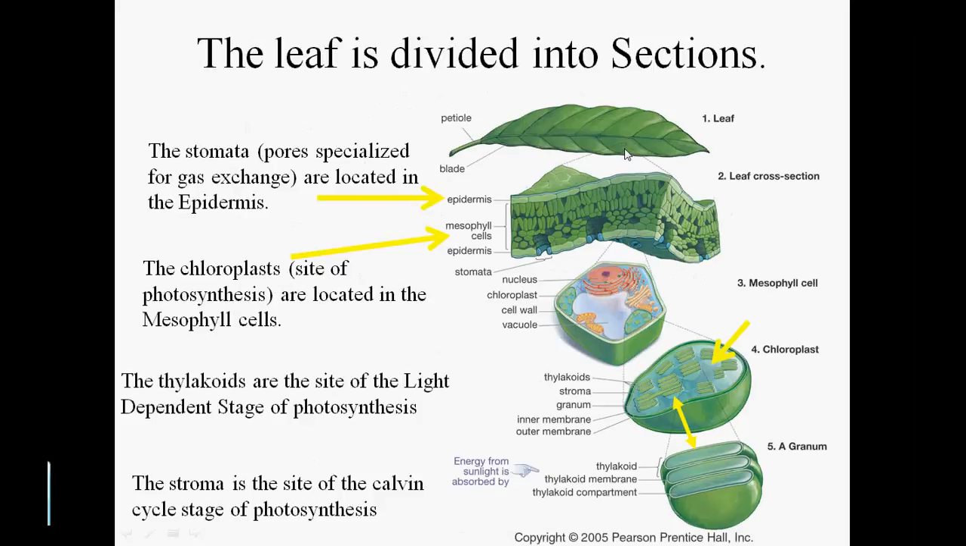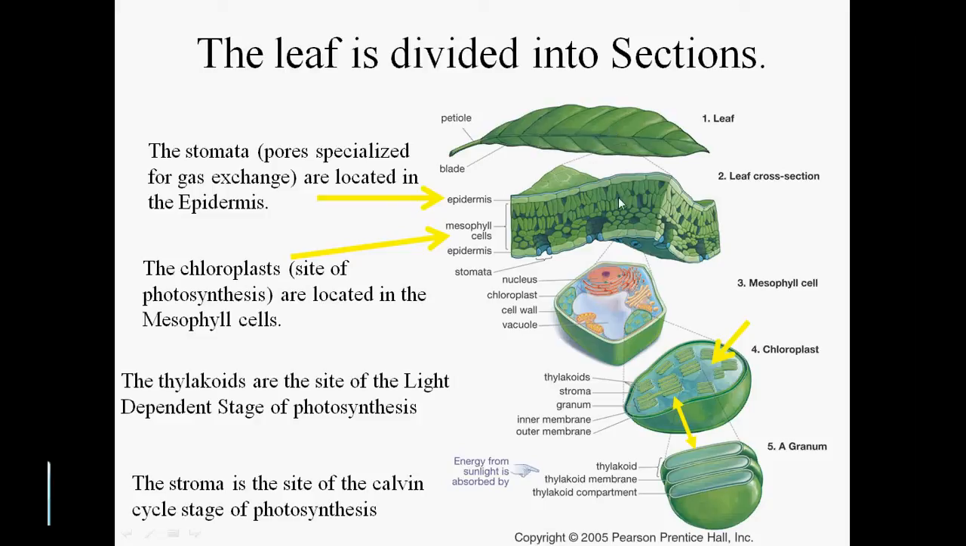Alright, now let's discuss the leaf, because this is where the important stuff happens. You have just a regular leaf right here. On the epidermis, you have the stomata. The stomata are basically pores in the leaf. You can see them right here, located in the epidermis.